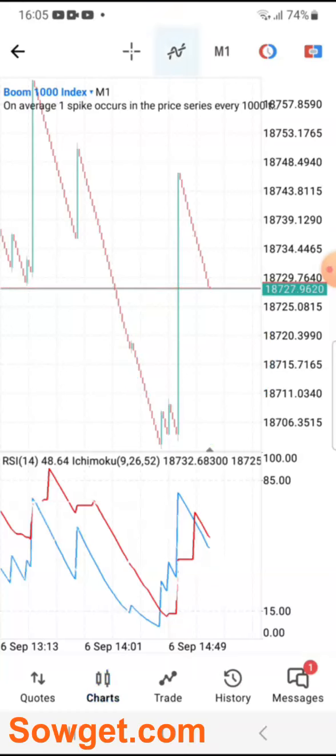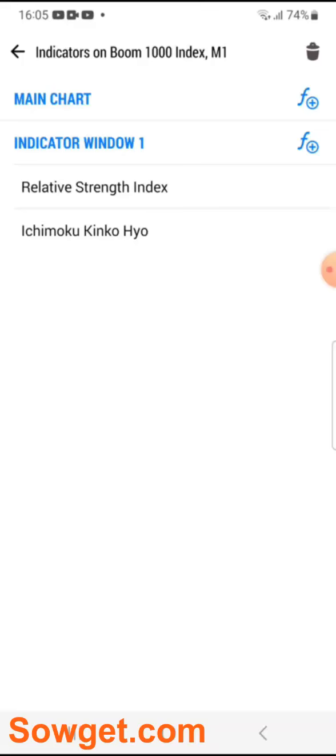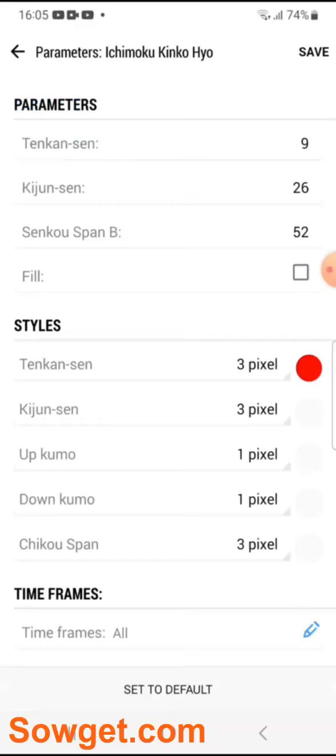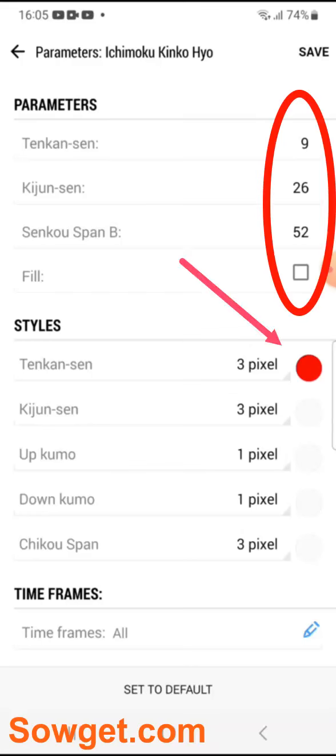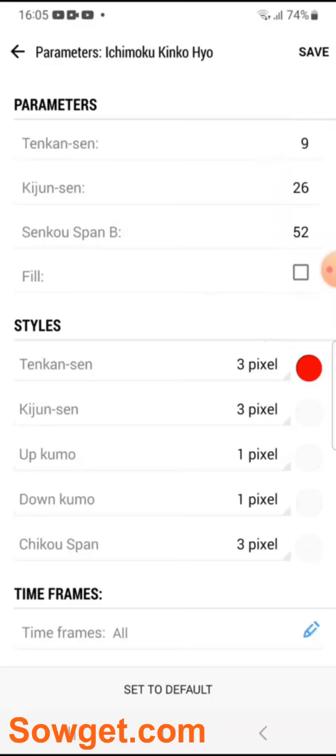For the Ichimoku indicator, just click on the indicator, and you can see these are the settings as you are seeing here. For the Tenkan-sen style, I use the color red, and the other ones are white. You need to make sure that you use the color that will align with the background of your chart. Once you've done all this, just click on the save button here.